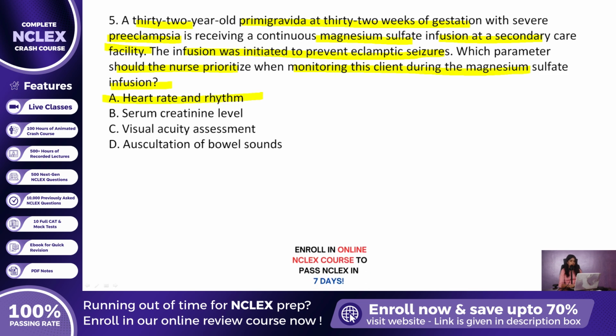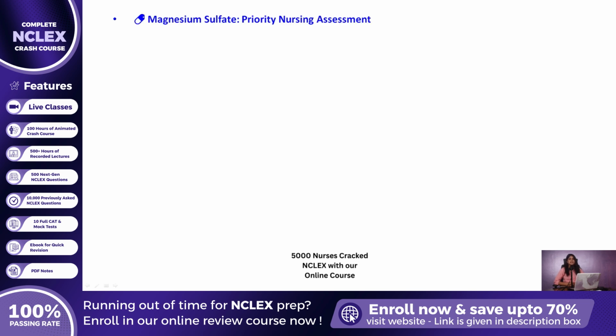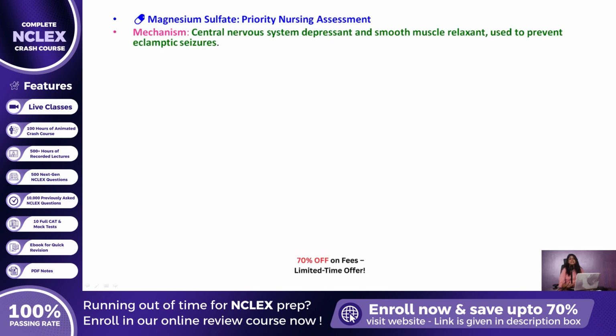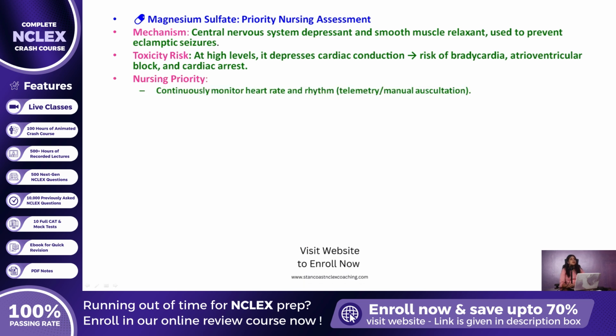Now let us dive into why this monitoring parameter is the top priority during magnesium sulfate therapy. Magnesium sulfate is a central nervous system depressant and smooth muscle relaxant that is commonly used to prevent eclamptic seizures in clients with severe preeclampsia. However, in higher concentrations, it can depress cardiac conduction and lead to serious complications such as bradycardia, atrioventricular block, and even cardiac arrest. That is why continuous monitoring of heart rate and rhythm is essential, either through telemetry or frequent manual auscultation, to detect any signs of magnesium-induced cardiotoxicity early.